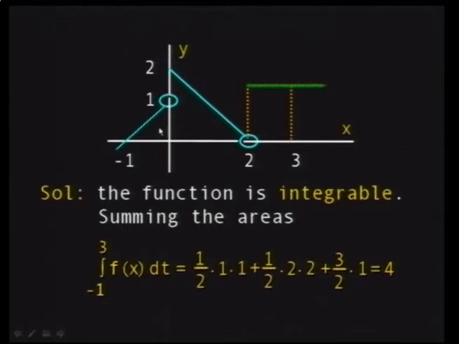This is a triangle, so the area is equal to the base times the height times one half, which is half. And then you sum up the area of this other triangle, which is 2 times 2 times half. And then the area here, which is 3 over 2 times 1. And you get, at the end, the area is equal to 4. So like this, we come to the end of this lesson.